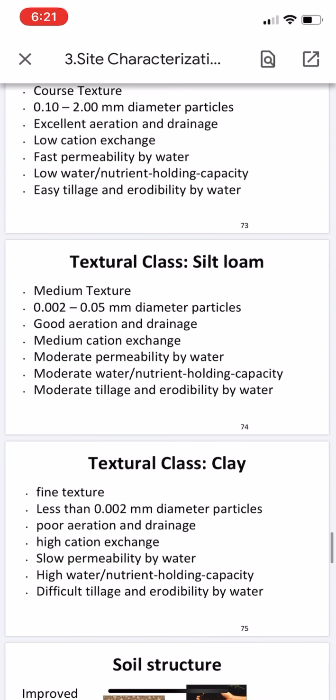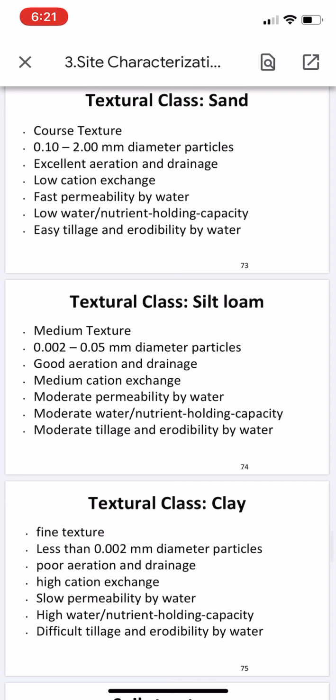So when we say sand, these have coarse texture with 0.10 to 2 millimeter diameter particles, and these have excellent aeration and drainage, with low cation exchange, fast permeability by water, low water or nutrient holding capacity, and easy tillage and erodibility by water.